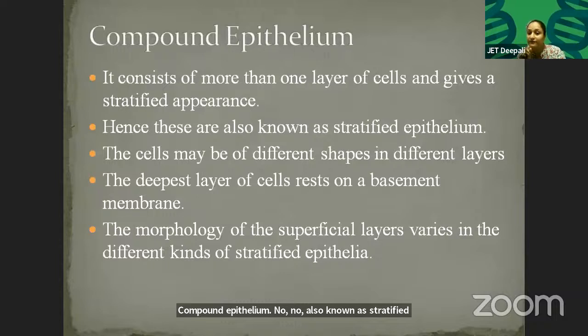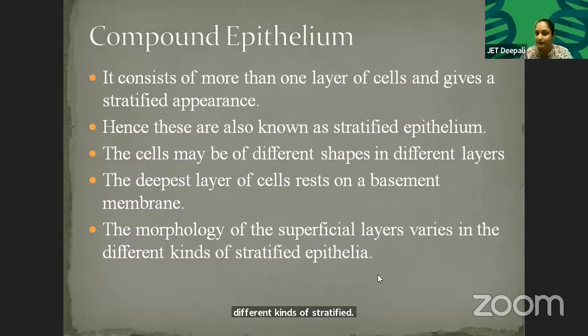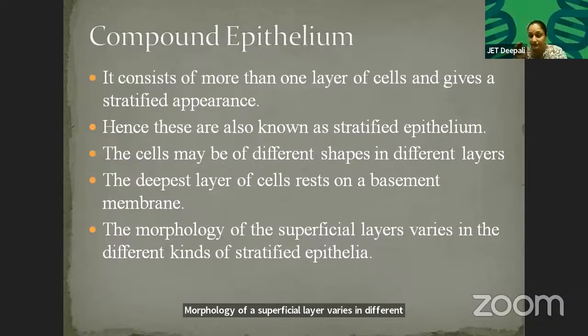The cells may be of different shapes in different layers. In all the layers, they can be of different shapes. The deepest layer of cells rests on the basement membrane. The morphology of the superficial layers varies in different kinds of stratified epithelia. It varies according to where they are present. If they are present in the kidney, then their morphology is according to the kidney cells. If they are present in the ovaries, then their morphology is according to where they are present.